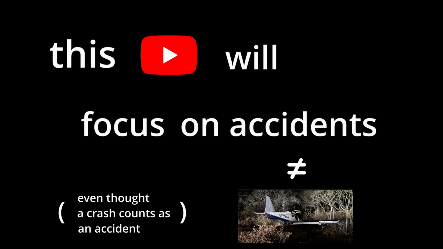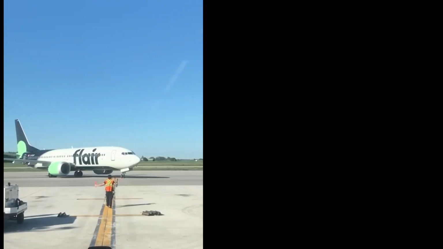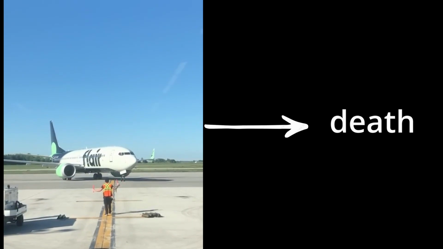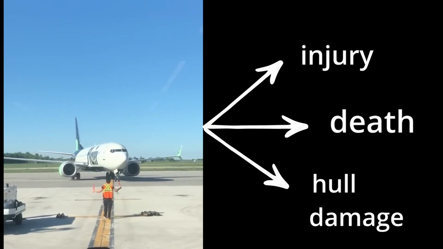Small note, this video will focus on accidents, not crashes. An accident is an event during the operation of the aircraft that causes death, injury, or major damage to the hull. With that, let's start with the basics.